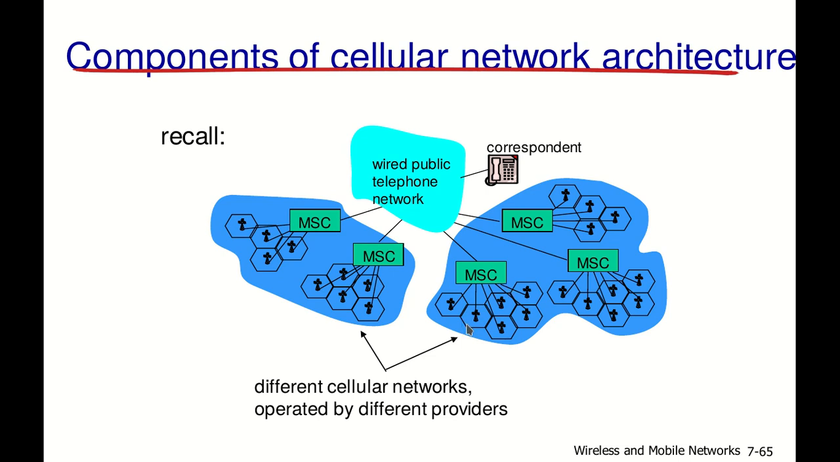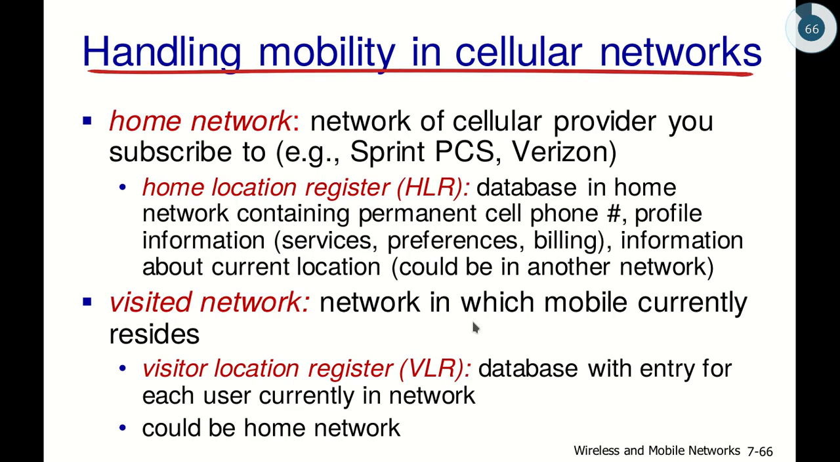So right now, in the home network, there is an entity called the Home Location Register, or HLR. This HLR is basically a database containing permanent cell phone numbers, profile information, and other information, including the information about the current location of this specific mobile number. So it could be within the home network itself, or it can also be in other networks.